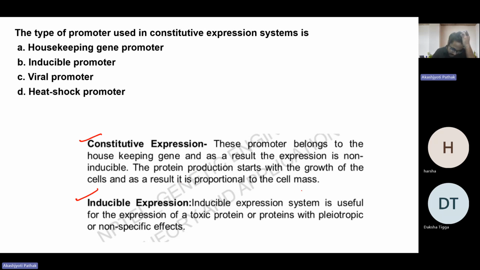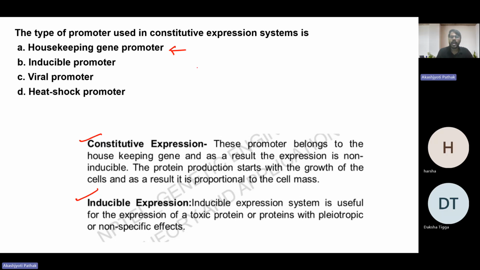But if it is an inducible expression, then what will happen? The protein will only get expressed when you add the inducer to your culture, either IPTG or methanol in the case of yeast. Only when the chemical is added will your protein get expressed. So a constitutive expression system has a housekeeping gene promoter.